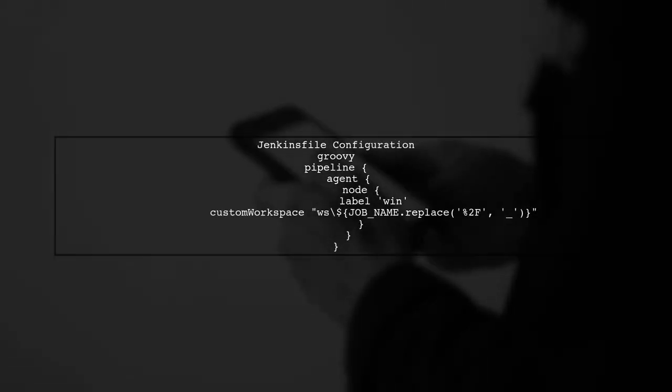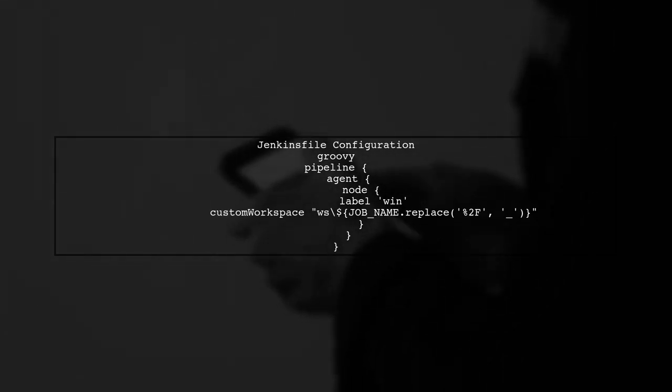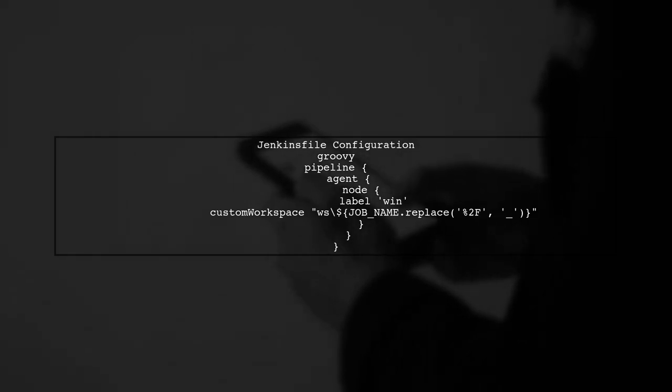To resolve this issue, we can customize the workspace path in our Jenkins file. By setting a shorter custom workspace, we can avoid hitting the path length limit. Here's the code snippet you can add to your Jenkins file. This sets a custom workspace using the job name, replacing slashes with underscores to keep it short.